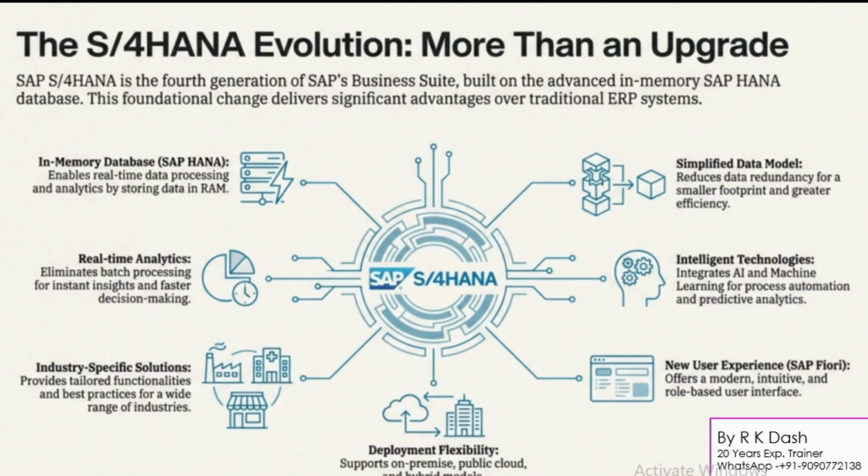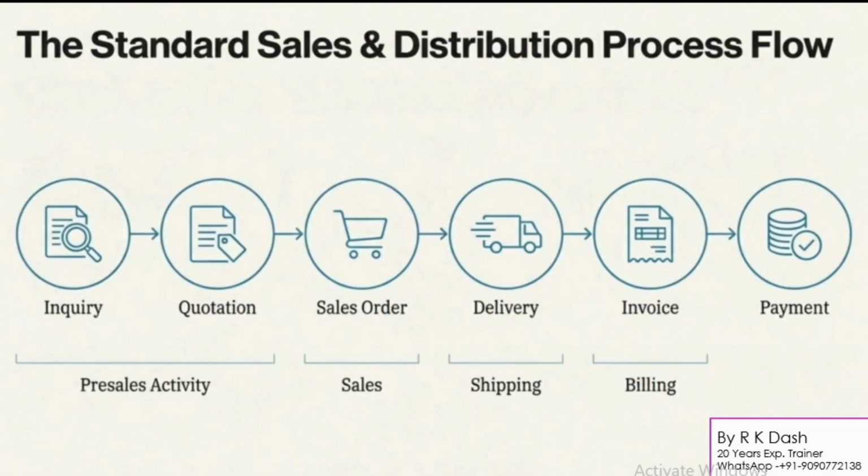The next topic is the standard sales and distribution process flow. SAP SD starts with pre-sales activities. Pre-sales activities mean inquiry and quotation. Then the next is the sales order.